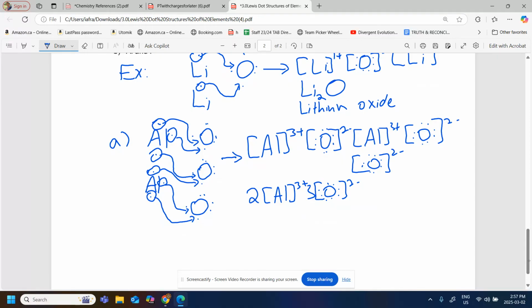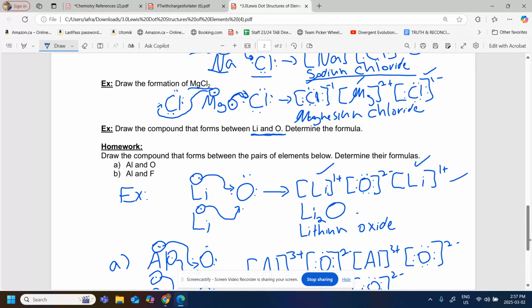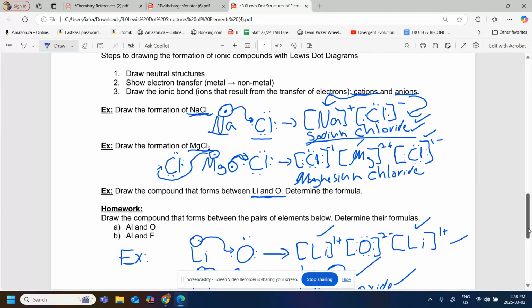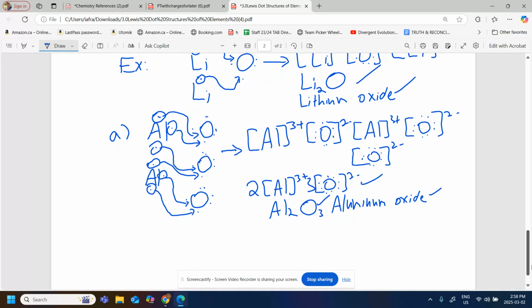But if you were to write a formula for this, you simply have 2 Als and then 3 Os, with the metal first, the non-metal after. And to name it, we have aluminum, and then oxygen becomes oxide. So this is the structure, and then this is the formula, and this is the name. Structure, name, and formula. Over here, we did that for aluminum oxide.